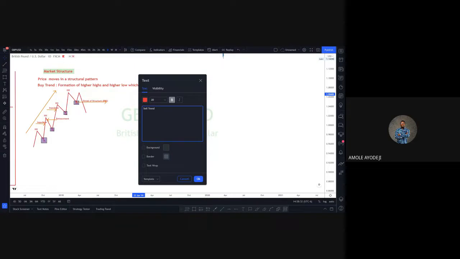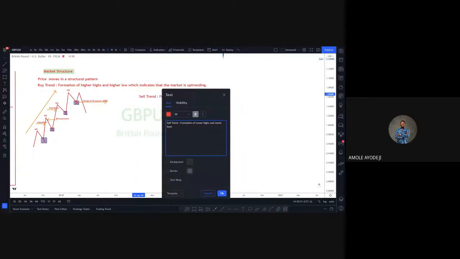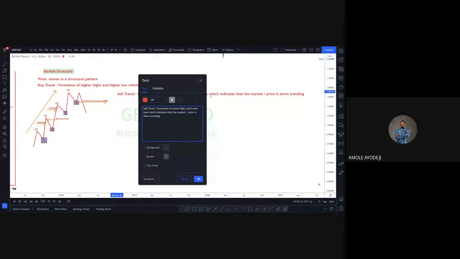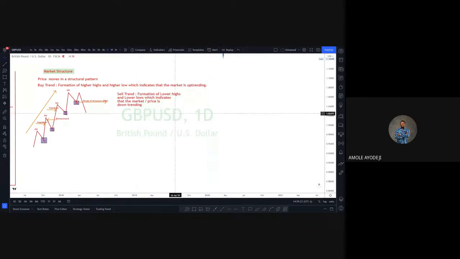Right. So a sell trend is the formation of lower highs and lower lows, which indicates that the market or price is downtrending. That's your sell trend for you.